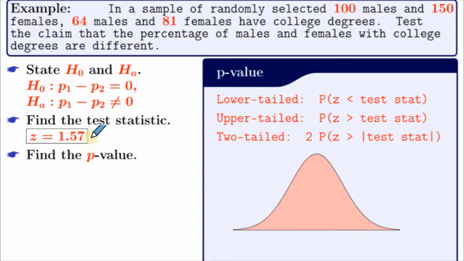Now, let's find the p-value. First, note that it is a two-tailed test since we have a not equal to sign in the alternate hypothesis. So the p-value is 2 times the probability that z is greater than 1.57. Now let me label this graph here. This point is negative 1.57 and this point on this side is 1.57. So basically we are trying to find this shaded area on both sides.